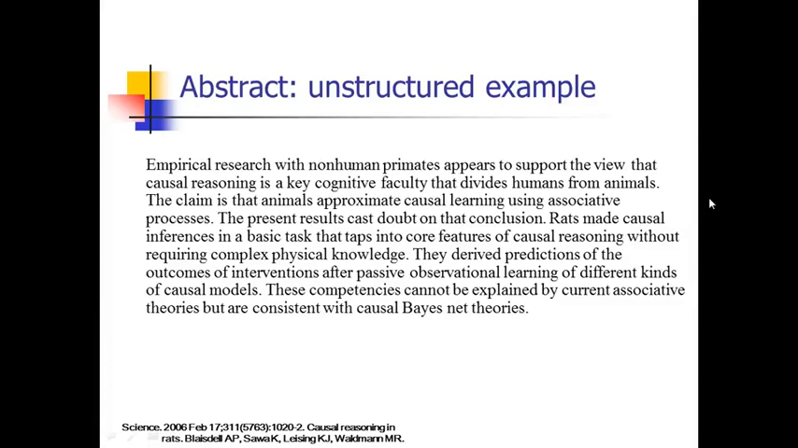But reading through this one, from Science: empirical research with non-human primates, with monkeys, appears to support the view that causal reasoning is a key cognitive faculty that divides humans from animals. So people have previously thought that the difference between humans and animals is this causal reasoning. The claim is that animals approximate causal learning using an associative process. So they approximate it, but they don't really do it. So that's the background.